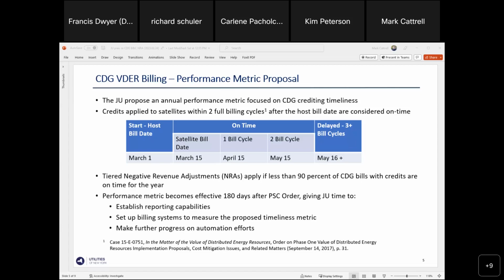The importance of this metric is very well known amongst the stakeholder group, since credits on satellite bills are what is monetized by hosts to realize their revenue. Credits applied within 2 billing cycles after the host bill during which they are generated will be considered on time. And this comes directly from the 2017 VETR order.